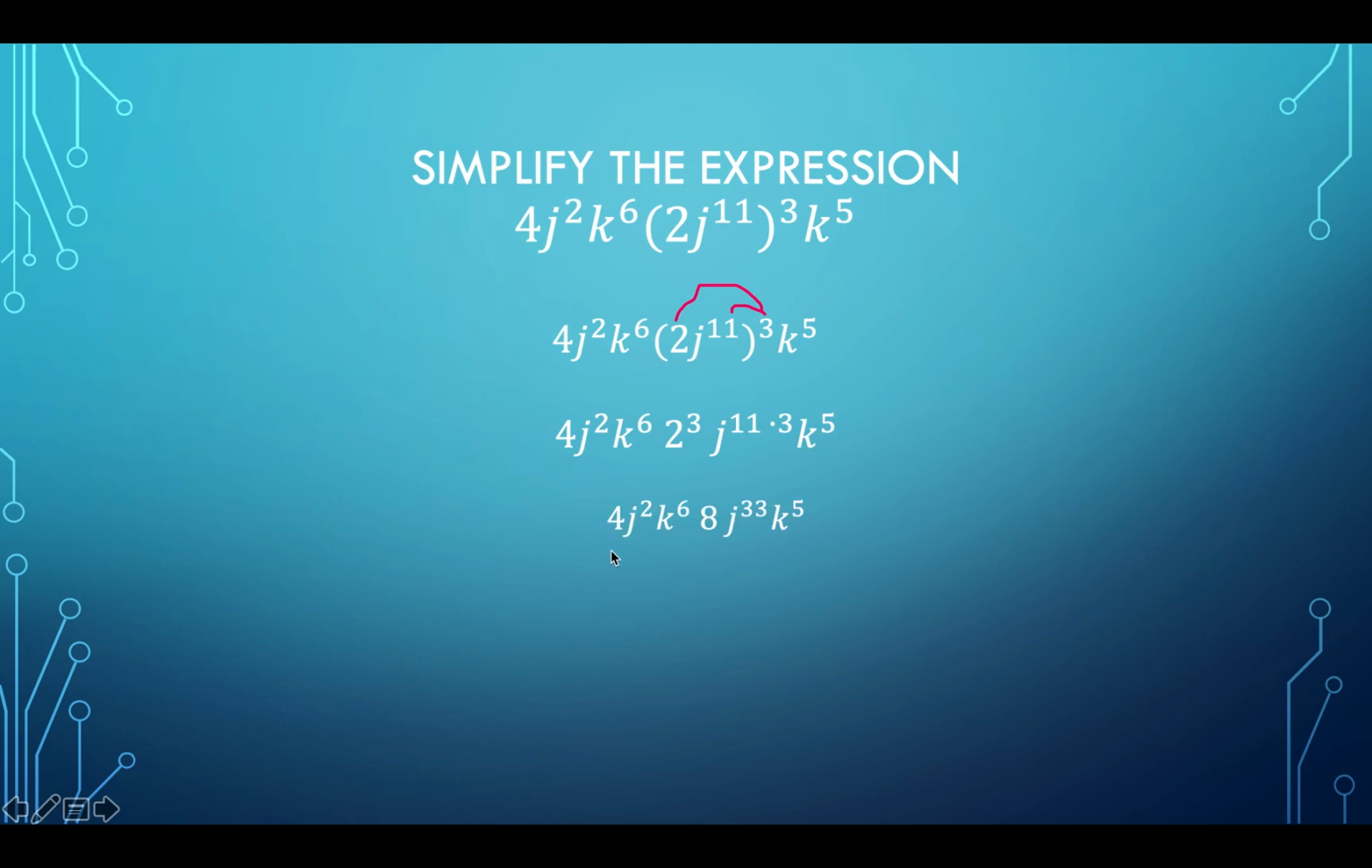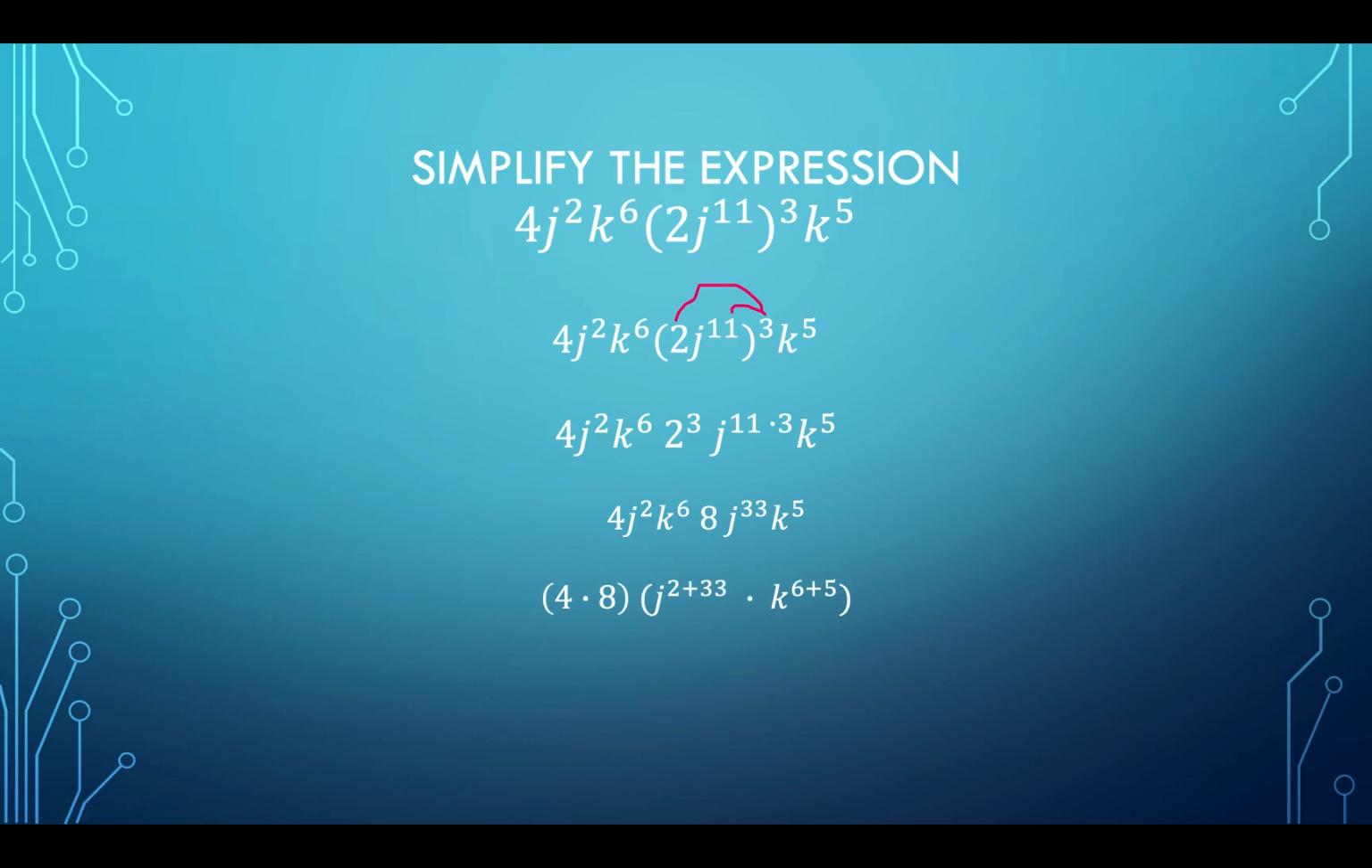So what I did next was I went ahead and simplified 2 to the 3rd and this j to the 11 times 3. I didn't change anything else except for that. So we have 4j squared, k to the 6th, 2 to the 3rd gives us 8, j to the 11 times 3 gives us 33, so j to the 33, and I just rewrote this k to the 5th.